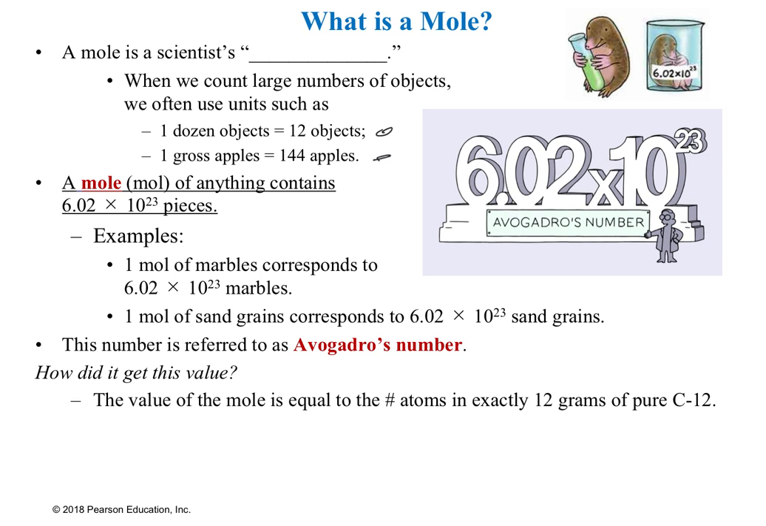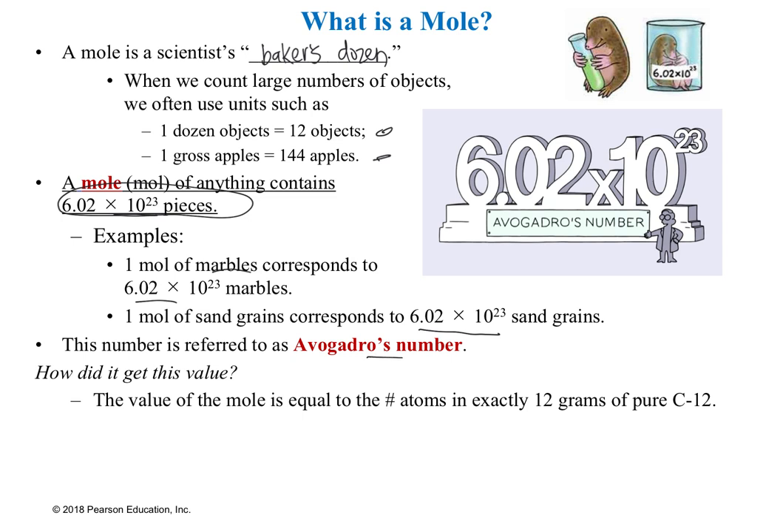So the mole is, quote unquote, the scientist's baker's dozen. We know that a dozen is 12 things. Well, now you're going to know what a mole is. A mole is 6.02 times 10 to the 23rd pieces of a thing. So we could have a mole of marbles. We have a lot of marbles. A mole of sand, 6.02 times 10 to the 23rd grains of sand, pieces of sand.